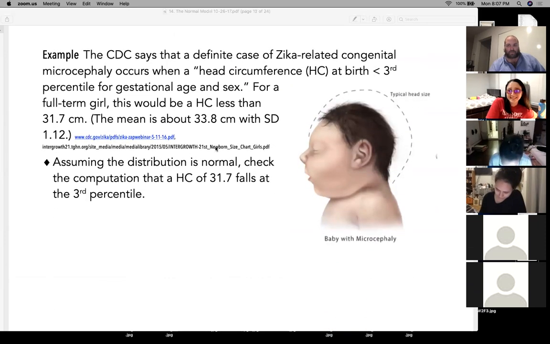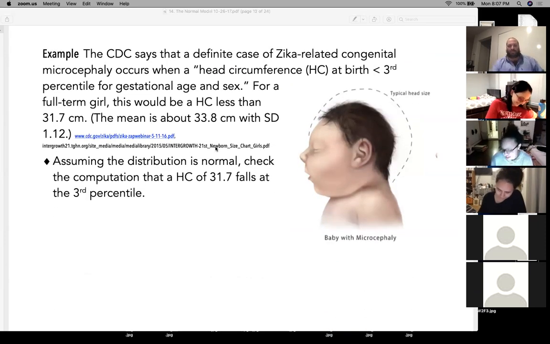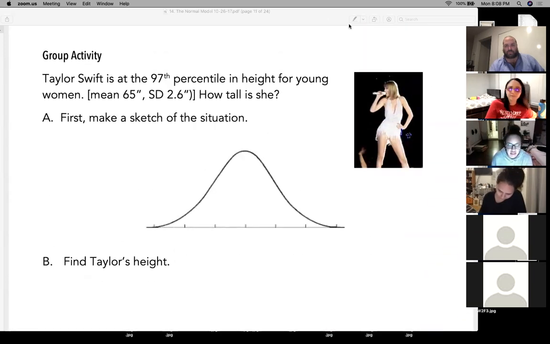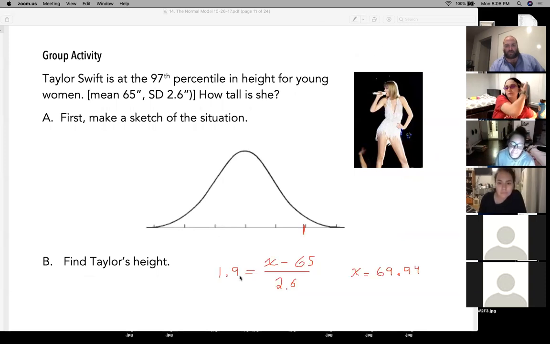Okay, next example. Wait, Professor, I'm sorry. How did you get that? How did I get what? Her height. I'm lost. You cross multiply. This is exactly the same math as the previous one. You multiply both sides by 2.6 and then you add 65. Oh, okay, got it. Thank you.